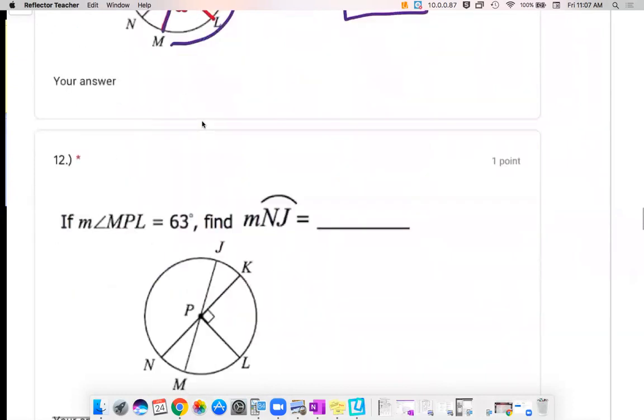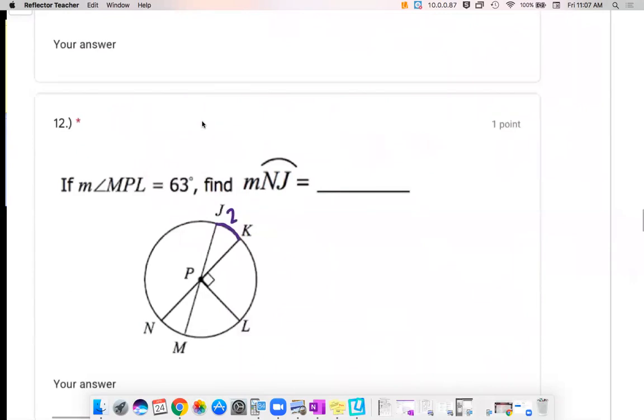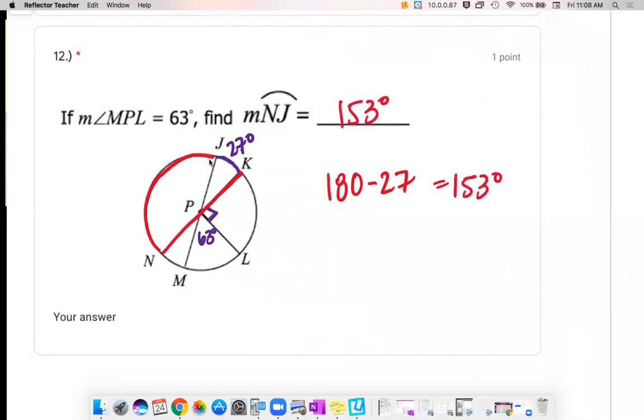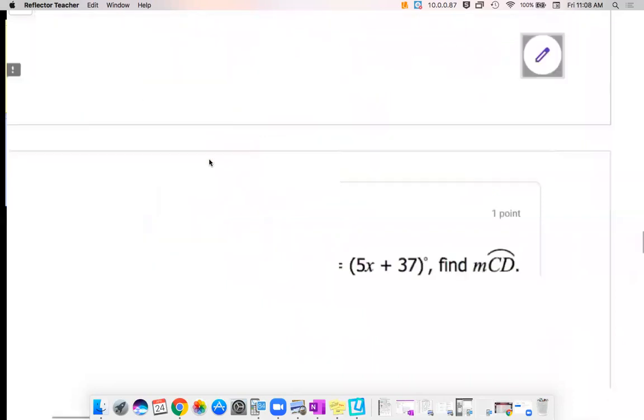Okay, and then this builds off of this one. So we just figured out arc JK is 27. This angle is still 63, and then this one's still 90. So this one says, with all that information, find the measure of arc NJ right here. So again, I see this is a semicircle. So if I just do 180 minus this 27 right here, I will be able to get this arc JN. So if I do 180 minus 27, I get 153 degrees. So the measure of arc NJ is 153.